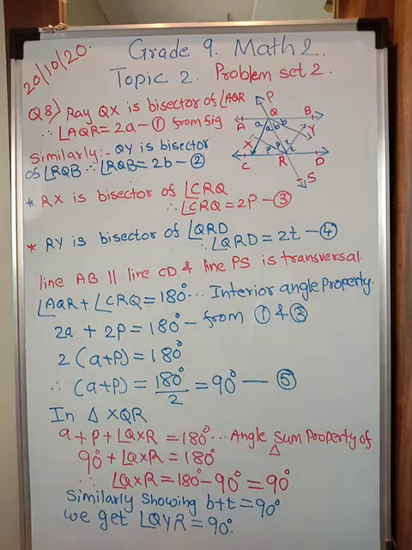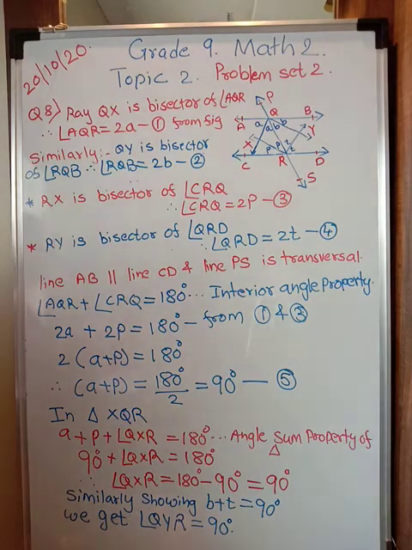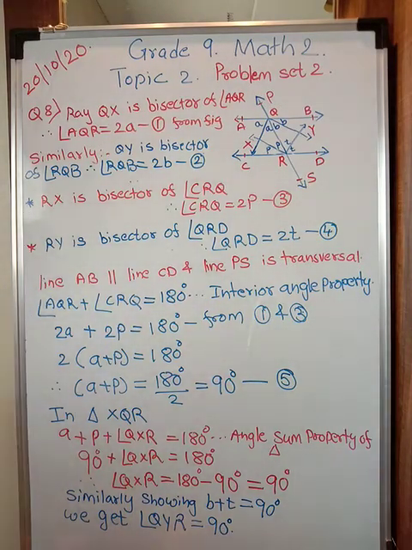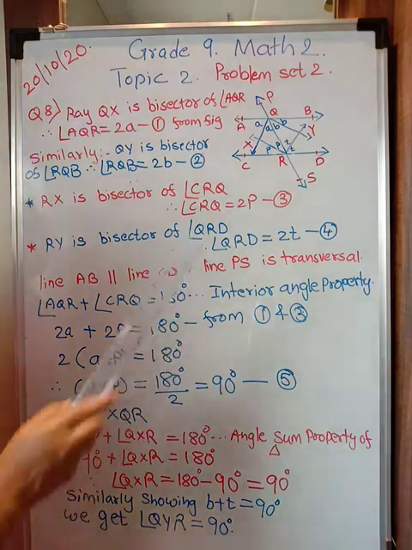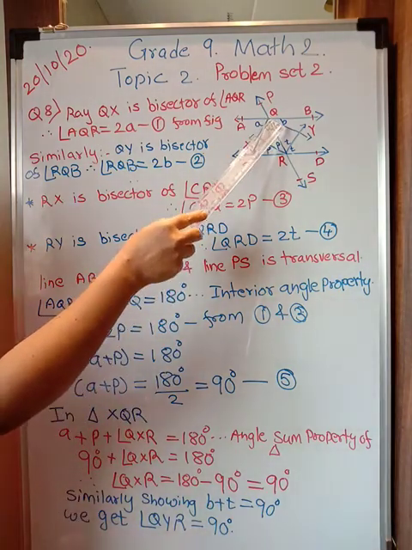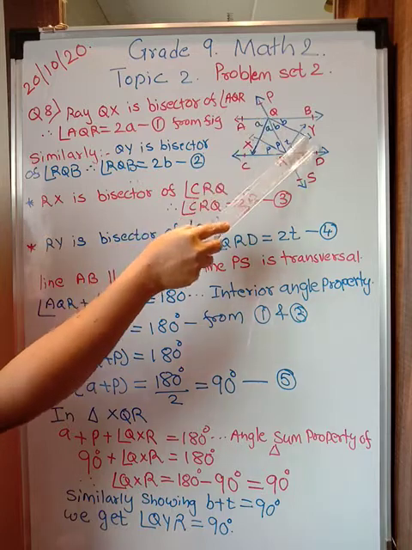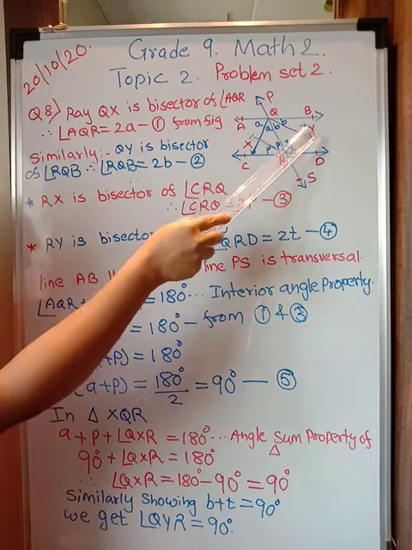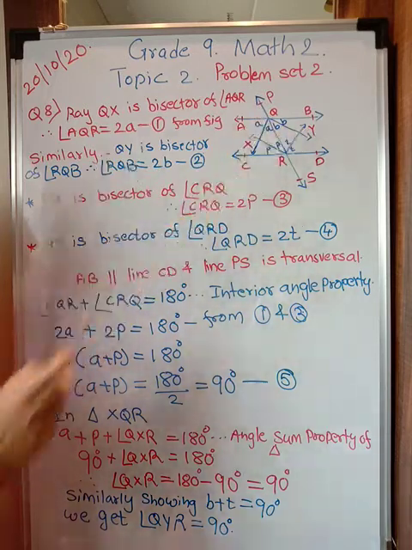Morning grade 9. This is your last problem from problem set 2. Alright. Now look at the diagram. It has been given that QC, QY, RX and RY, these four are angle bisectors.